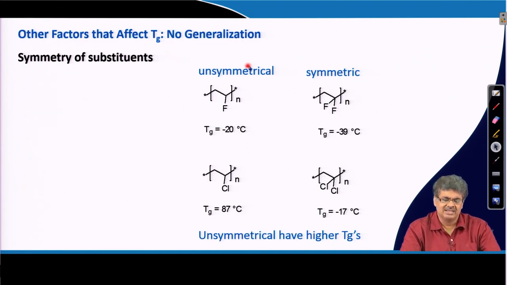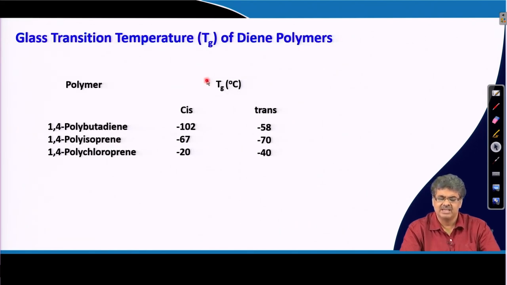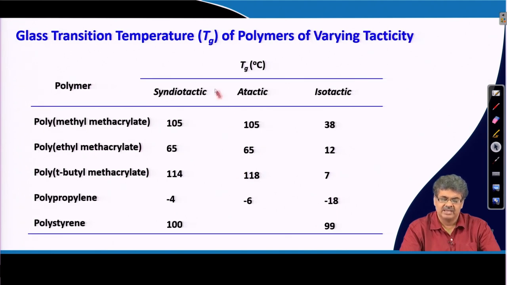There are some other observations about Tg values, but there is no generalization. For example, unsymmetrical substitution has higher values, for example, this has a higher value than this and so on. So, these are some of the values you need to remember, or if required you need to find out from literature, there is no particular trend. Similarly, the glass transition temperature in dienes polymers also is not very predictive in terms of cis and trans, and tacticity also actually changes the Tg value.